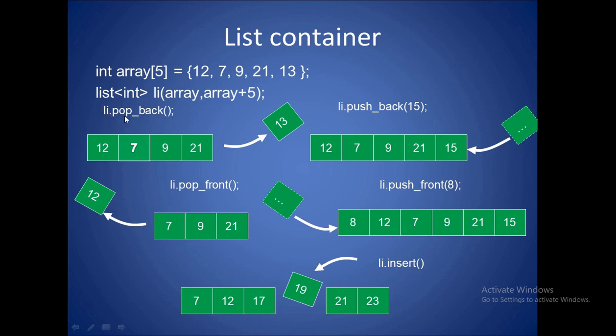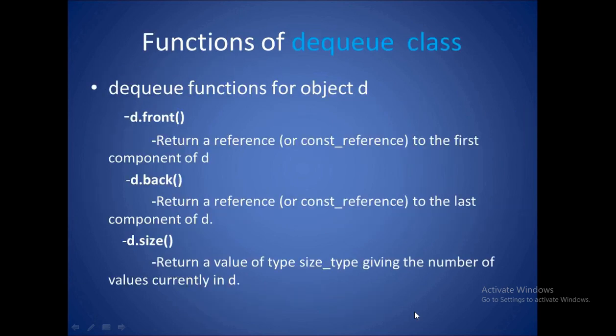So li dot pop back means we are deleting the element at the back side. So 13 is deleted. Li dot push back, so pushing an element, that is inserting an element at the back end. So 15 is inserted. Like that, li dot pop front, so the front element is deleted. So 12 is deleted. Like that, li dot push front 8, so 8 is pushed to the front of that list. Then li dot insert, here an iterator value is provided, so that 19 is inserted at that iterator pointing value or at that index.